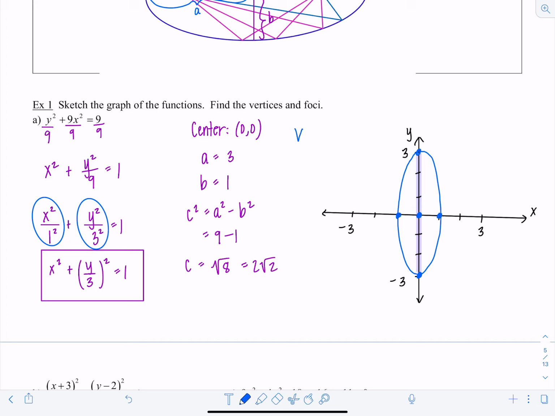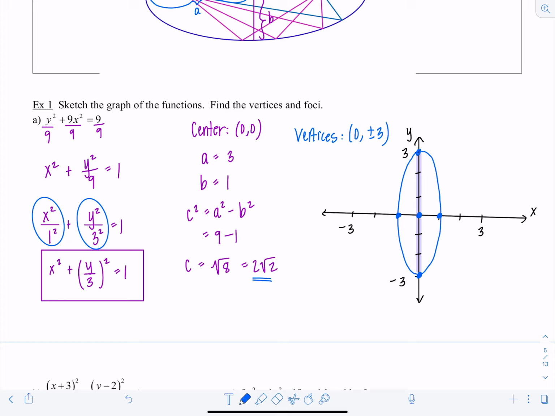Use your graph to help you. The vertices are at (0, 3) and (0, -3). How about we just write (0, plus or minus 3)? Okay? And the foci lie on the major axis as well. So the distance from the center to each of the foci is 2 rad 2.